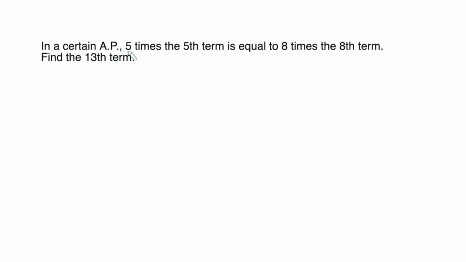In a certain AP, 5 times the fifth term is equal to 8 times the eighth term. Find the 13th term. We are given 5 times the fifth term, so 5 times A5 is equal to 8 times A8.